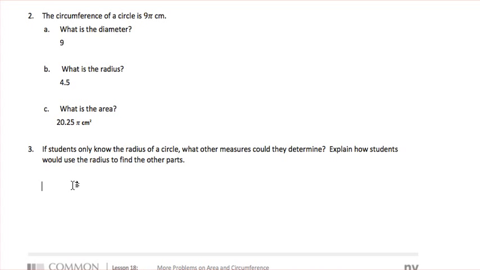If students only know the radius of a circle, what other measures could they determine? Well, you can definitely find the diameter. You could find the circumference, right? The diameter is 2 times the radius. The circumference is 2 times the radius times pi, and you could find the area, which is radius squared times pi. And of course you can find a semicircle and a quarter circle from them as well.